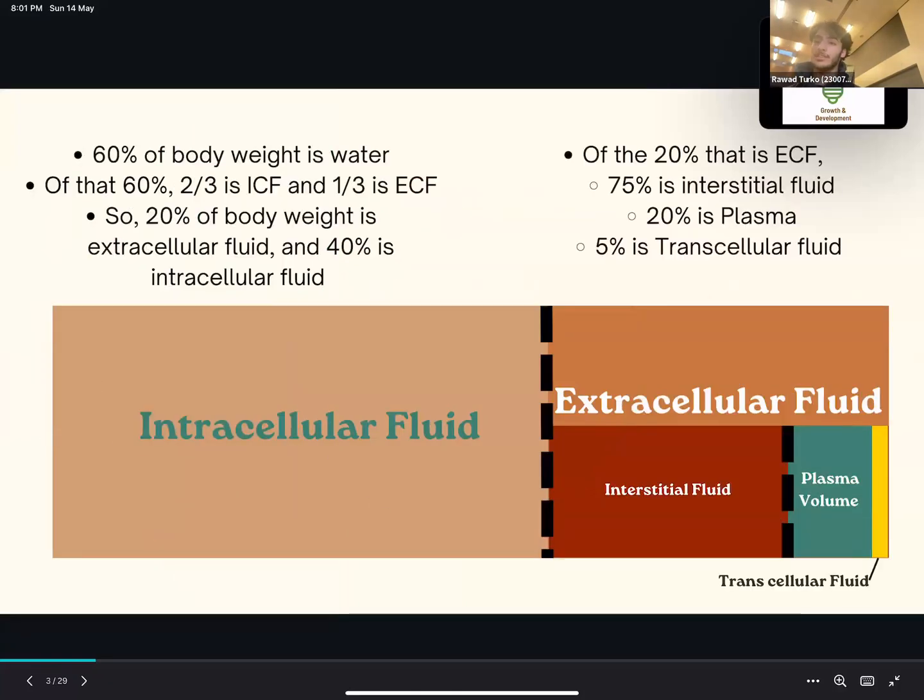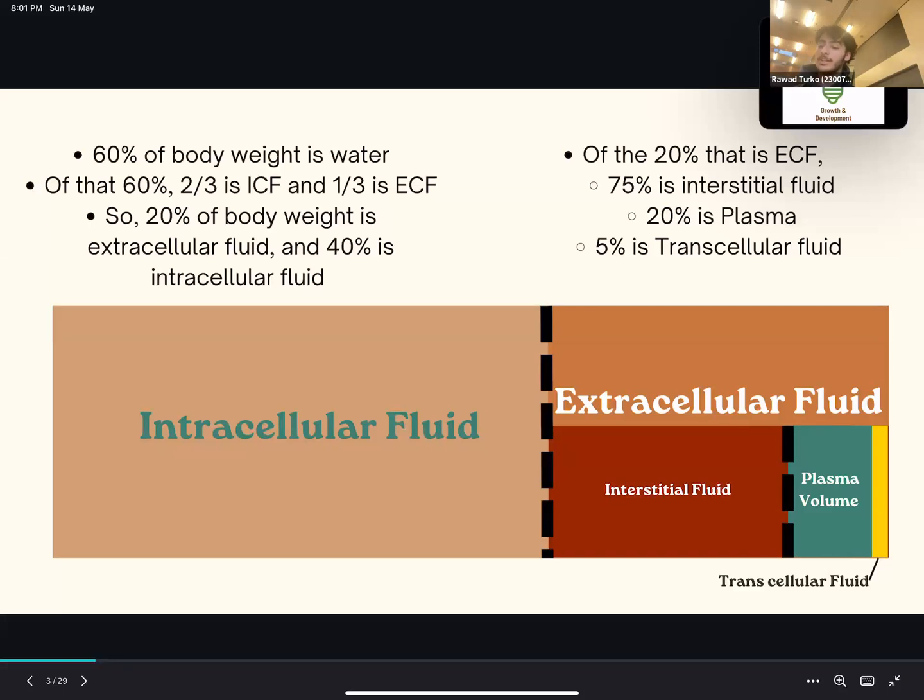So now just to orient ourselves a little bit, we know that 60% of our body weight is water. Of that 60%, 2/3 is in the intracellular fluid and 1/3 is in the extracellular fluid. The intracellular fluid is all the water and fluid inside each of our cells. The extracellular fluid is split into 3 other compartments: the interstitial fluid, plasma, and the transcellular fluid. If 60% of our body weight is water, and 2/3 of that is intracellular, then 40% of our body weight is intracellular fluid. And if 1/3 of that 60% is extracellular, then 20% of our body weight is extracellular fluid.